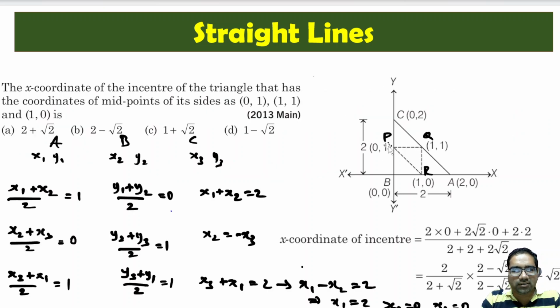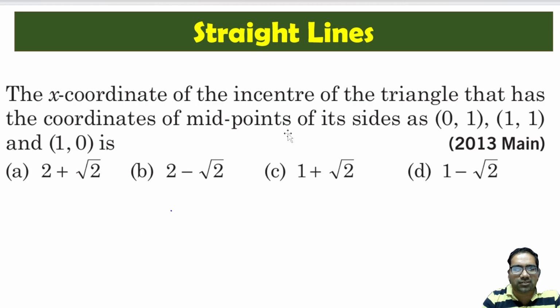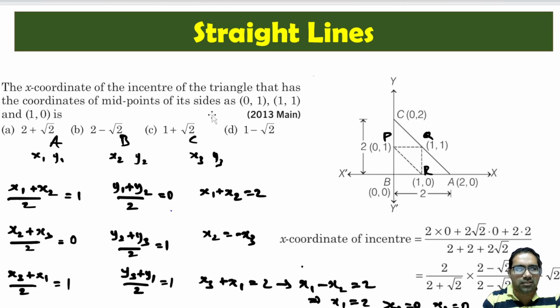(0, 1) is something like this. Let's say if we call this PQR, then (0, 1), (1, 1) and (1, 0). Right, (0, 1), (1, 1) and (1, 0). These are the midpoints of the original triangle, right? We can easily recognize the original triangle will be (0, 0), (2, 0) and (0, 2).